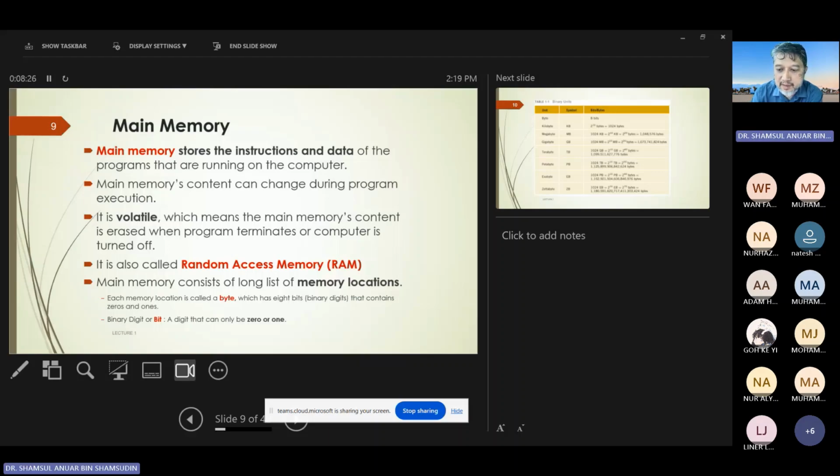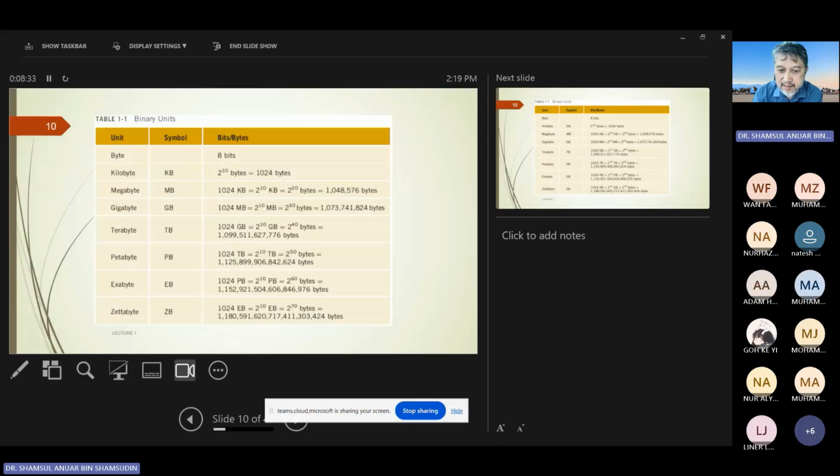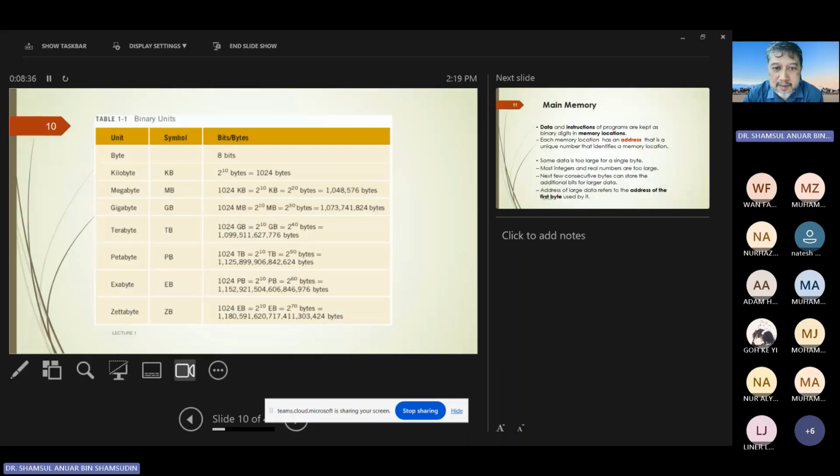Main memory consists of a long list of memory locations. So this will be known by byte and also bit, things like that. Okay, so this is some terminology about the sizes of memory. So byte contains 8 bits. So that is the number of characters, or information, that can be remembered or stored by that much. Kilobyte, the symbol is KB.